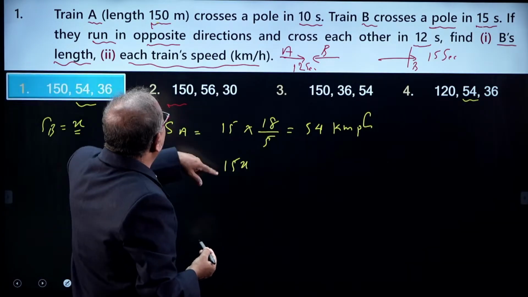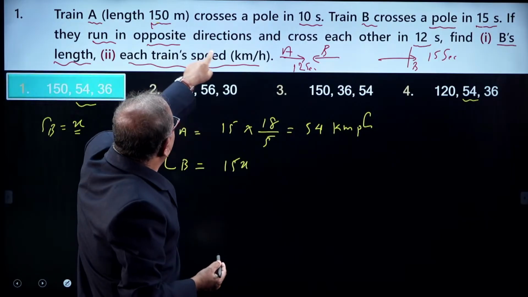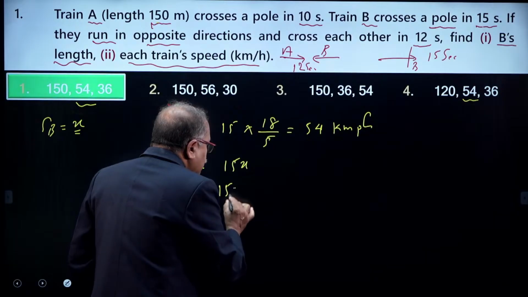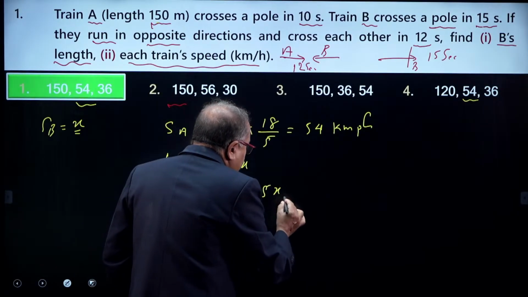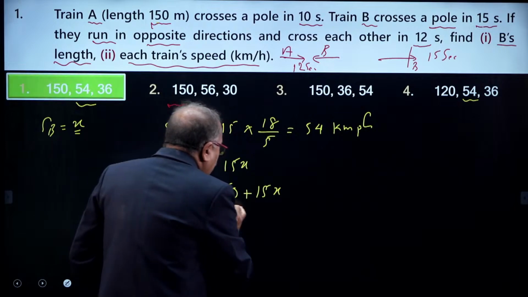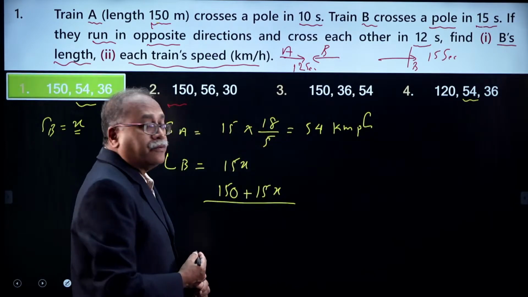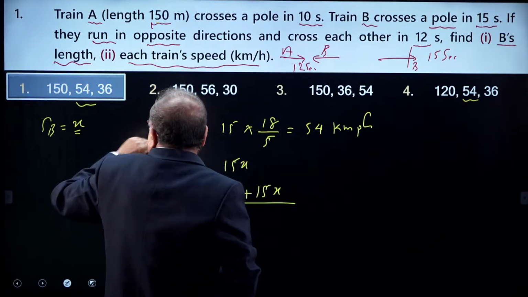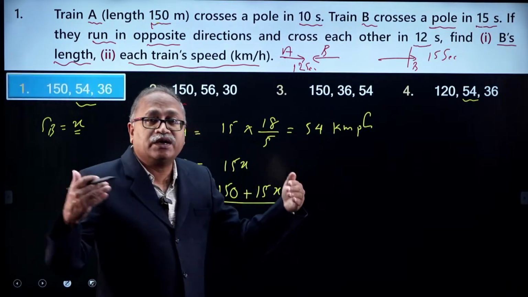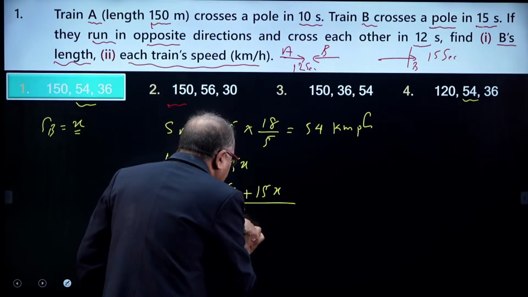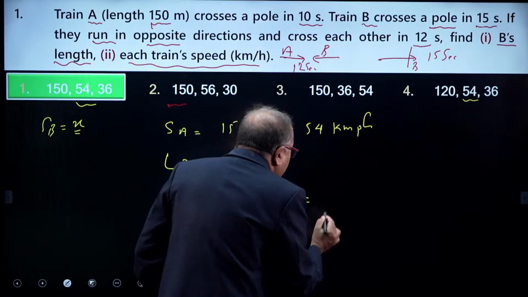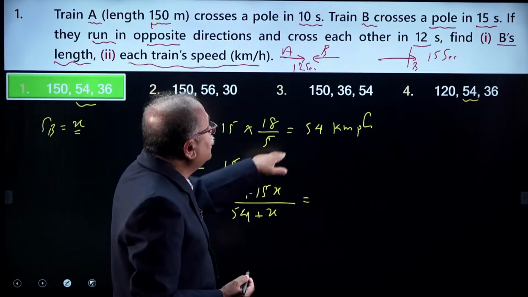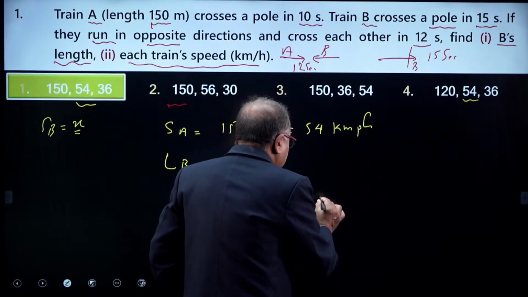Now when they cross each other from opposite directions, the total distance is 150 plus 15x, divided by the speed. And what is the speed here? The first train's speed is 54 km per hour, and the second one I consider x. They are in opposite directions, so the relative speed is 54 plus x. The total distance divided by the relative speed gives the total time, which is 12 seconds.